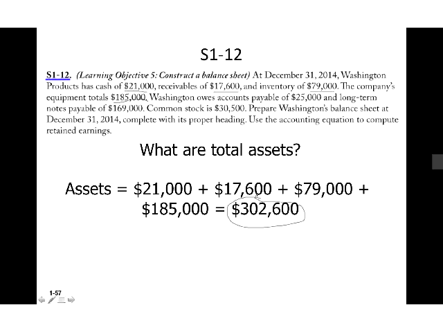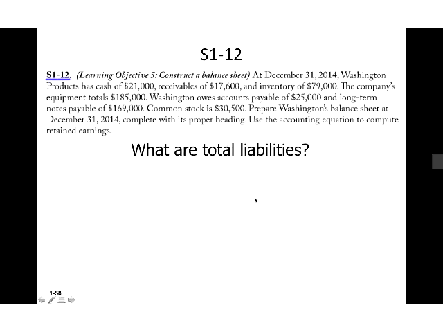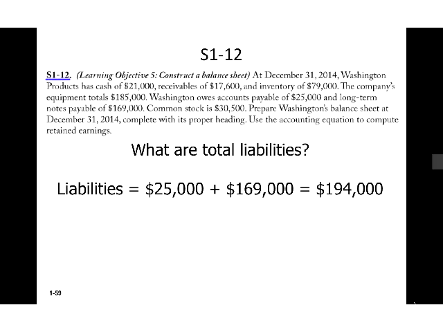So assets equal liabilities plus equity. We now have the asset number, $302,600, so we know liabilities plus equity have to be $302,600. The next step is to ask what are total liabilities. Total liabilities are going to be accounts payable of $25,000 and long-term notes payable of $169,000, both given to us in the problem. We add them together, and we get total liabilities of $194,000.